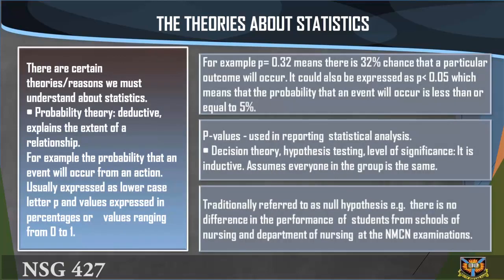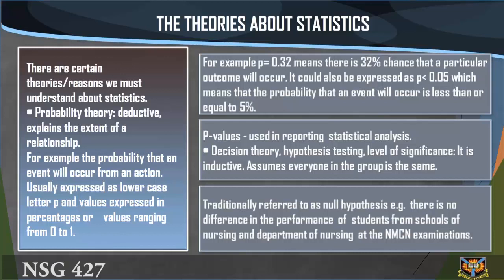The reason behind statistics. There are certain theories or reasons we must understand about statistics. 1. Probability theory. Deductive, explains the extent of a relationship, for example, the probability that an event will occur from an action, usually expressed as lowercase p, and values expressed in percentages, with values ranging from 0 to 1. For example, p equal to 0.32 means there is 32% chance that a particular outcome will occur. It could also be expressed as p less than 0.05, which means that the probability that an event will occur is less than or equal to 5%. Probability values are used in reporting results of statistical analysis.